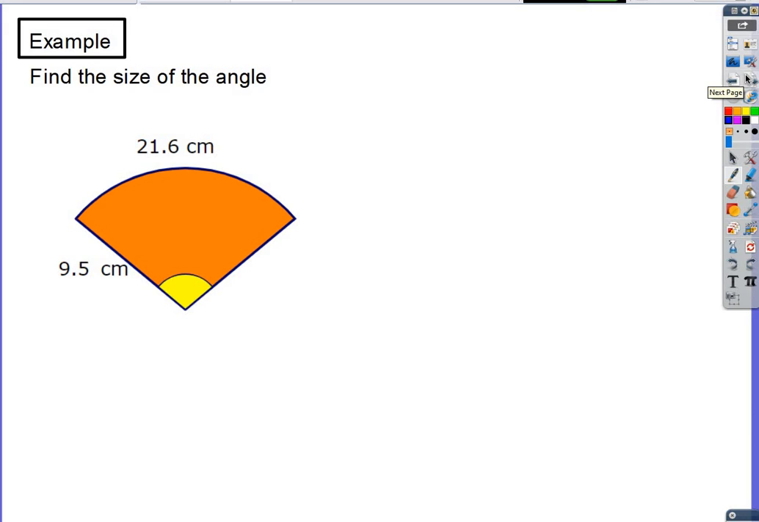Finally then, I'm trying to find the size of the angle here. Now here it doesn't mention the arc length, but notice that they've given us that the arc length here is 21.6. They've given us the radius and they want us to find the size of this angle here, which I'm going to call theta. So again, this question is testing us on the arc length.